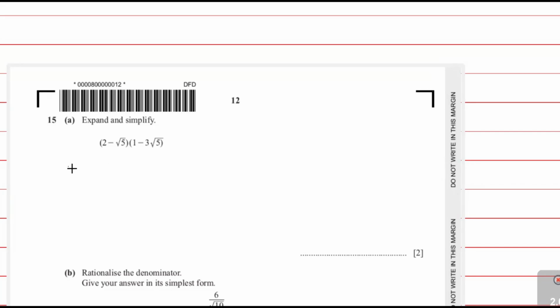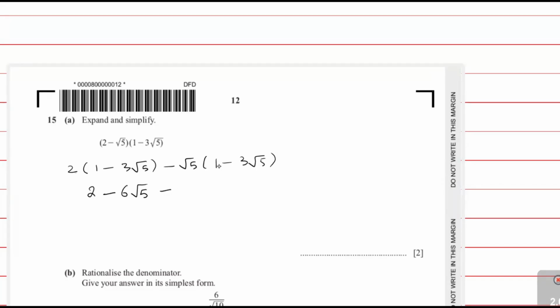Question 15 part A: expand and simplify 2 minus square root 5 into 1 minus 3 square root 5. We can write this as 2 into 1 minus 3 square root 5 and minus square root 5 into 1 minus 3 square root 5. And we will expand the first expression. It becomes 2 times 1 is 2, 2 times 3 square root 5 is 6 square root 5.